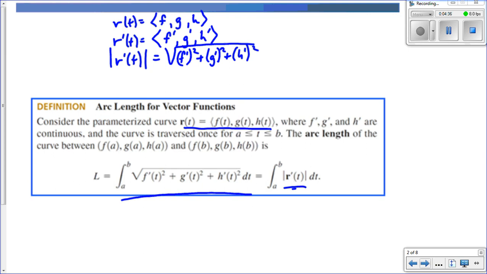Now we're finding the length here. Remember, this is just a speed, and this is just a time. So if you remember that distance equals speed, or rate, times time, then you can see that this does make sense.